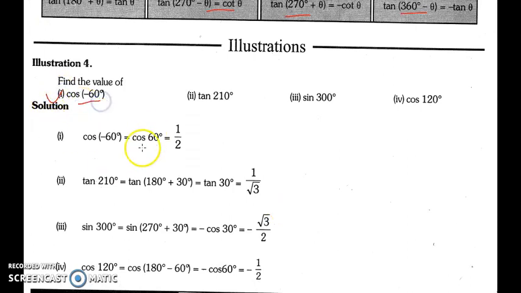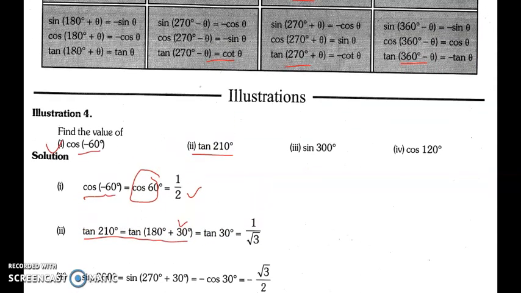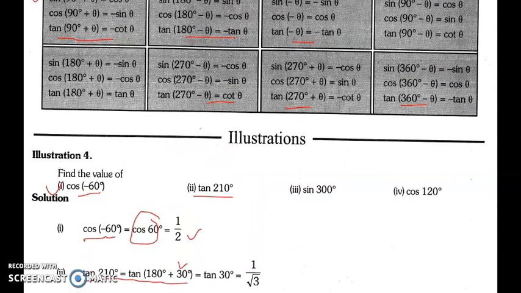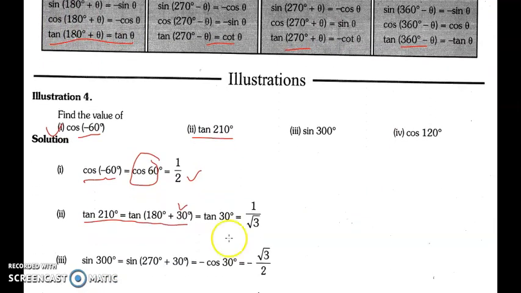Cos of minus 60. So cos of minus theta, earlier I told you that sine of minus theta is minus sine theta and cos of minus theta is cos theta. So cos 60 is equal to half. Next is tan 210. Tan 210 can be written as tan 180 plus 30. So let's have a close look at how tan 180 plus theta responds. And this is the case. Tan 180 plus theta is tan theta. So tan 180 plus 30 can be written as tan 30. And tan 30 we already know the value: this is 1 by root 3.